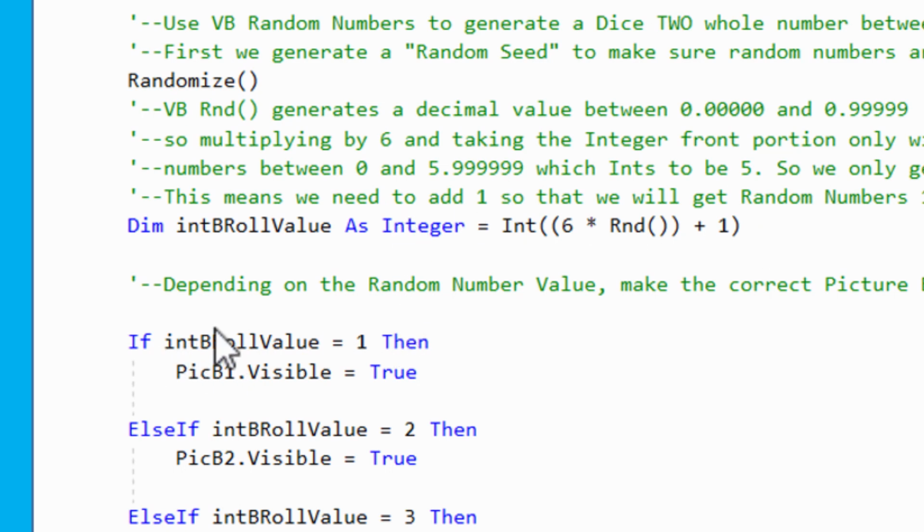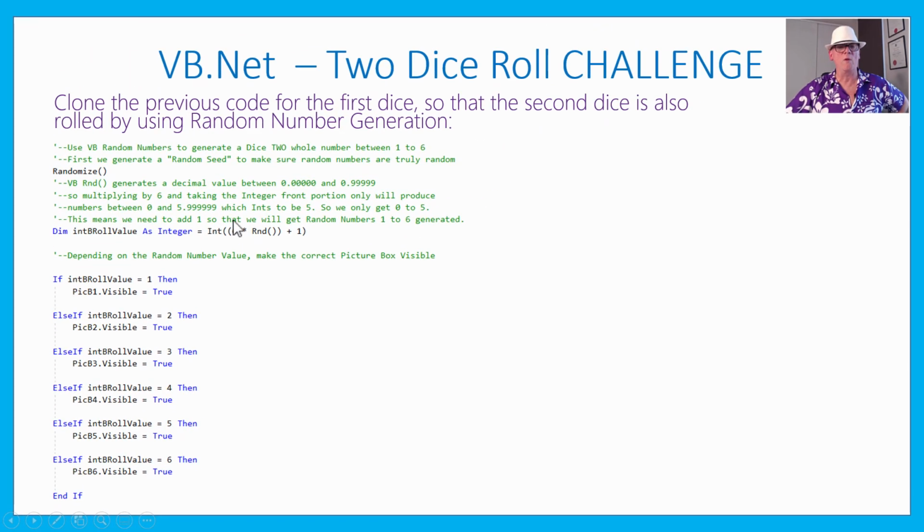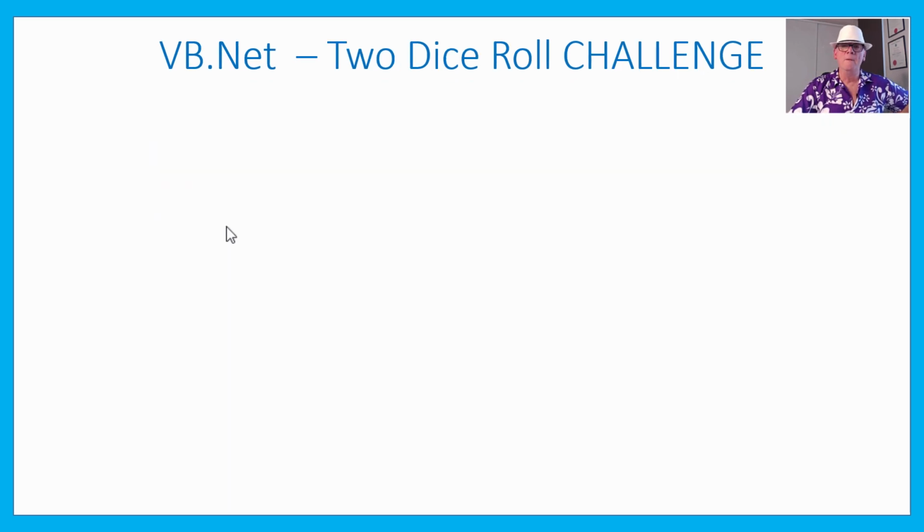And depending on what this B roll value was, so here it's int B roll value, just so it's different from int roll value for the first dice. Depending on what the int B roll value was, we're going to make pick B1 visible, which is the yellow dice showing a 1 there. Or if we're down here at 4, if the B roll value when it did the random numbers calculation up here comes out 4, we're going to show the 4 one. So it's the exact same processing, it's just referencing the B dice, which is that yellow dice 2 in our form there, which we've got set up.